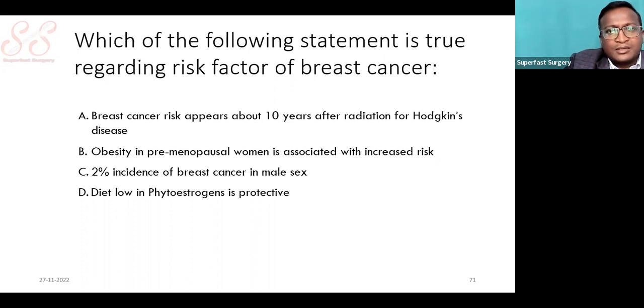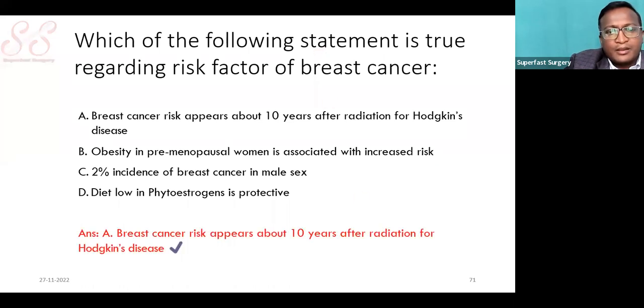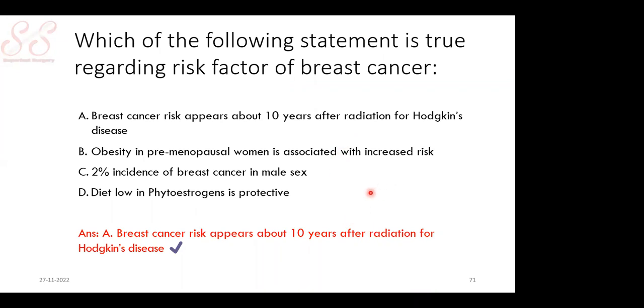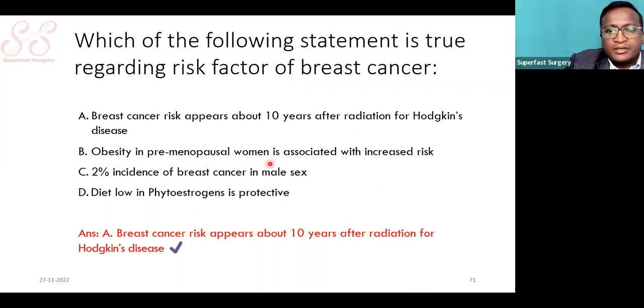So here the correct answer is option A, that is, breast cancer risk appears about 10 years after radiation for Hodgkin's disease. Obesity in premenopausal women is not associated with increased risk. In fact, obesity in postmenopausal women is the increased risk factor. Okay, 2% incidence of breast cancer is there in males, and a diet low in phytoestrogens is protective. So here the correct answer is A.